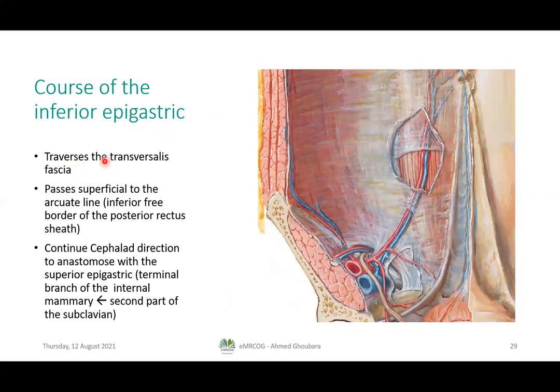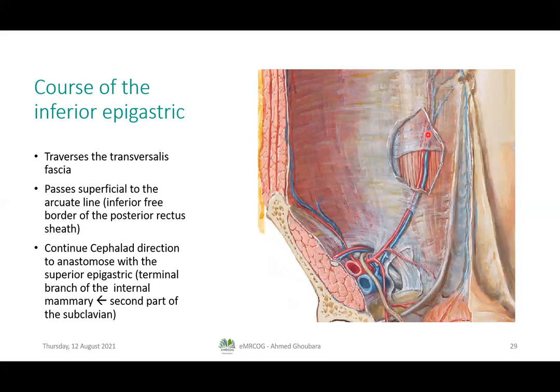As you can see, it pierces through the transversalis fascia and passes superficial to the arcuate line. Can you see this arcuate line? This picture is from inside, not from outside. This is the anterior abdominal wall from inside. This is the inferior epigastric, this is the external iliac artery, and that's the vein. This one is the deep circumflex iliac artery, and this is the inferior epigastric artery, which pierced through the transversalis fascia. It passes along the surface of the rectus muscle, then it jumps between the muscle and the arcuate line. This is the arcuate line, which is the inferior free border of the posterior rectus sheath.